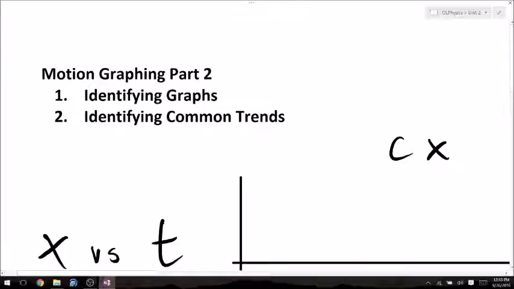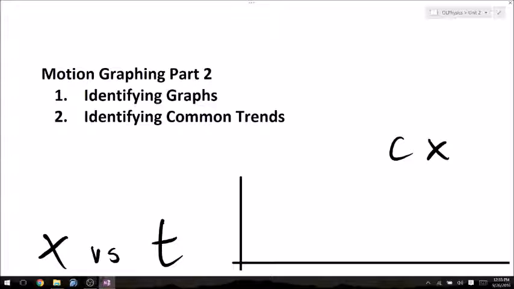So for this lesson, we're going to be talking about motion graphs again, but we're going to try and generalize all the types of graphs you just saw. If you remember from the last lesson, we essentially took a story and broke it down into different types of motion. So there are some common trends.